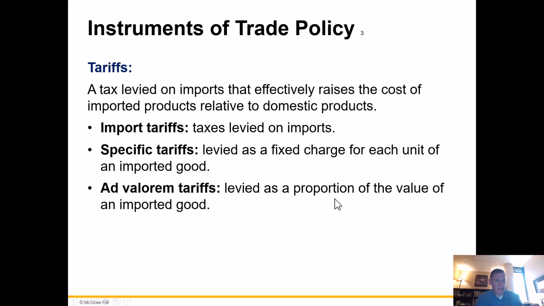So tariffs, think of this as the tax levied on imports that effectively raises the cost of imported products relative to domestic products. Import tariffs are taxes levied on imports. Specific tariffs are levied as a fixed charge for each unit of an imported good. And then what we call ad valorem is levied as a proportion of the value of an imported good. Ad valorem just means value-based.